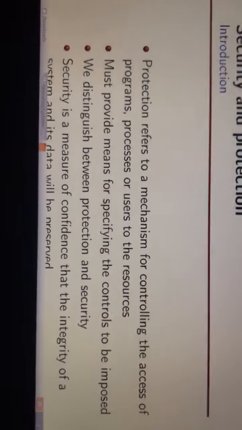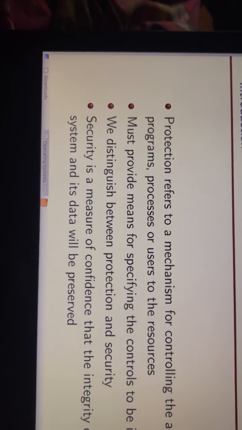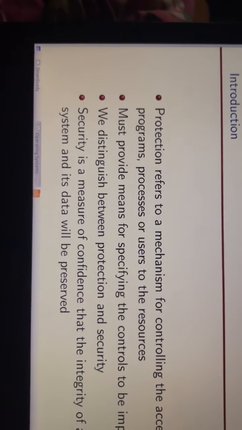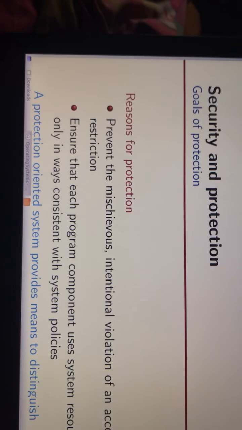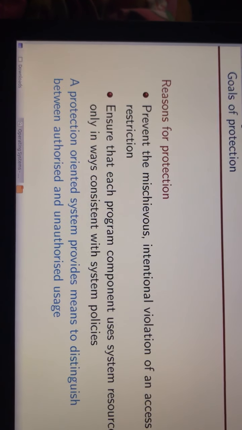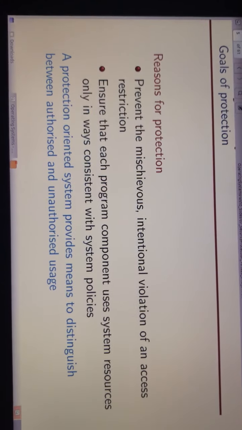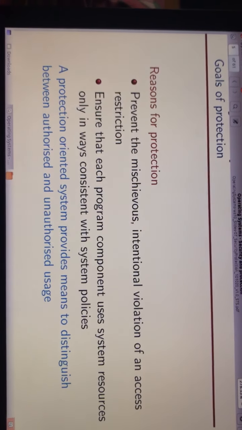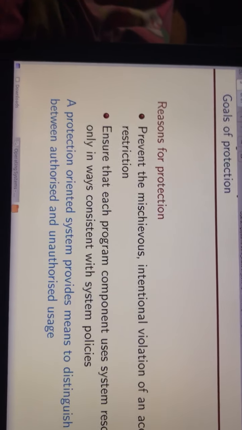Then security is a measure of confidence that the integrity of a system will be preserved. These are the reasons for protection: to prevent the mischievous, intentional violation of access restrictions. That is, it ensures that each program component uses system resources only in a way consistent with the system policies.